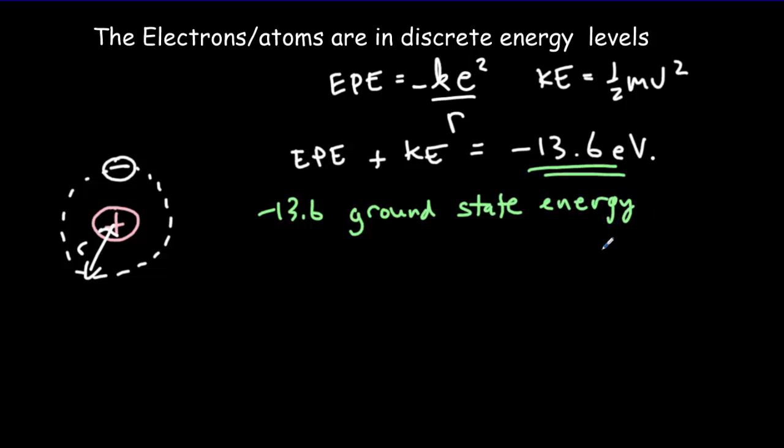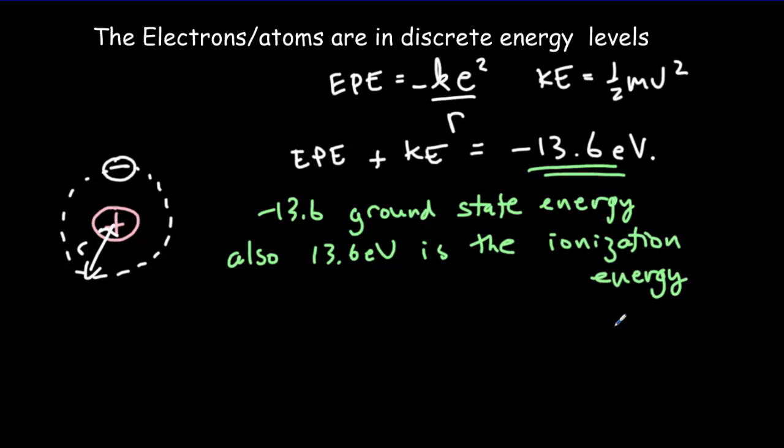It's negative because we'd have to add energy in order to free the electron from the proton. And therefore it's also called the ionization energy. Which is to say, if we add 13.6 electron volts of energy to a hydrogen atom, we'll knock the electron out of the atom, and the electron and the proton will be free of each other. We will have created ions.